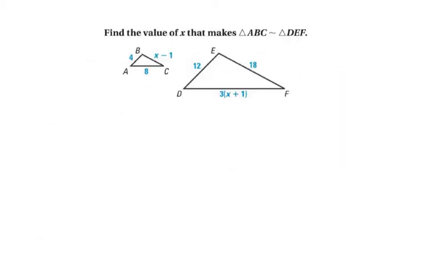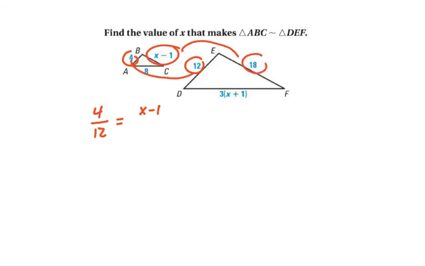So we want to find out what value of x would make ABC similar to DEF. And this is just a cross-multiplying problem. First, we're going to find two that don't have x on them, 4 over 12. And then we're going to find an x that would have the same ratio. So x minus 1 matches 18. And we are going to cross multiply. 4 times 18 is 72. And then we have 12 times x minus 1.